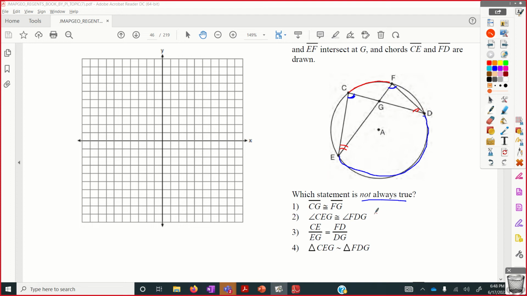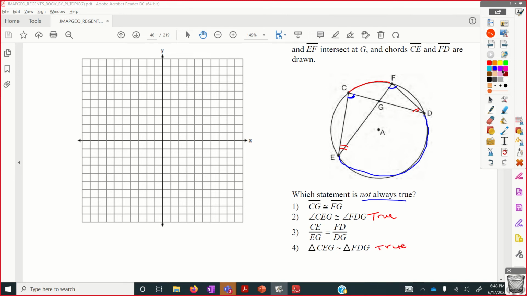So we know this is always true because they're the same type of angle and they're intersecting the same arc. And because these triangles have two sets of angles that are equal, the statement that triangle CED and FDG are similar is also going to be true.